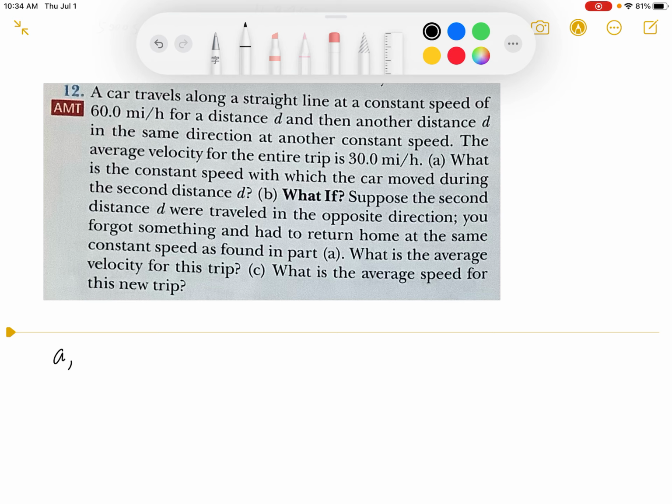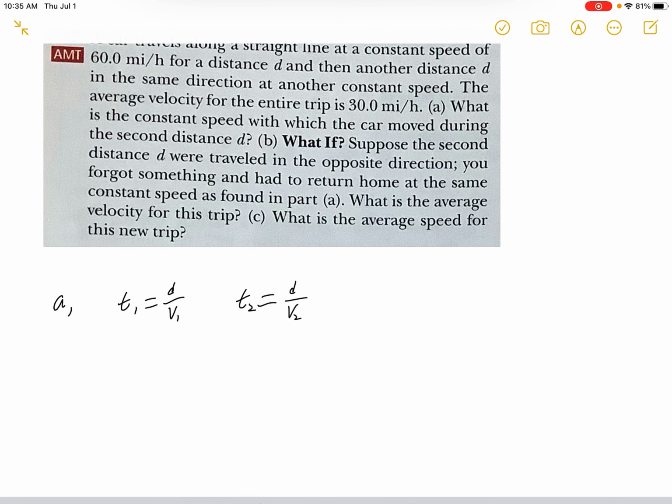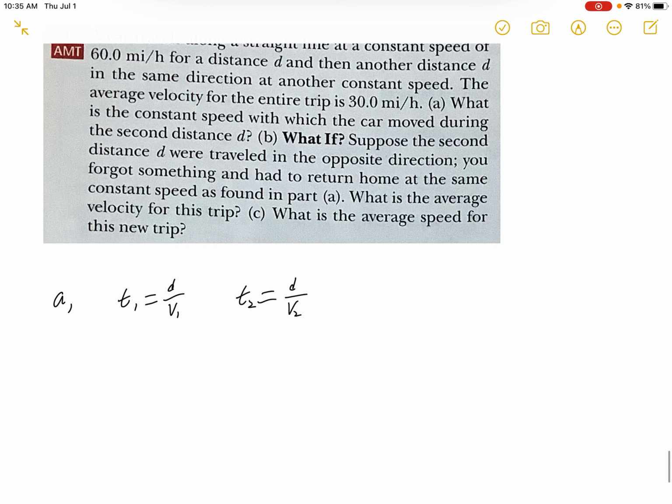We know the equation for the first part is t sub 1 equals distance over speed v1. And the equation for the second part is t sub 2 equals distance over the speed v2. And for the entire trip, the average speed v average will equal 2d, because the same distance, over t1 plus t2.